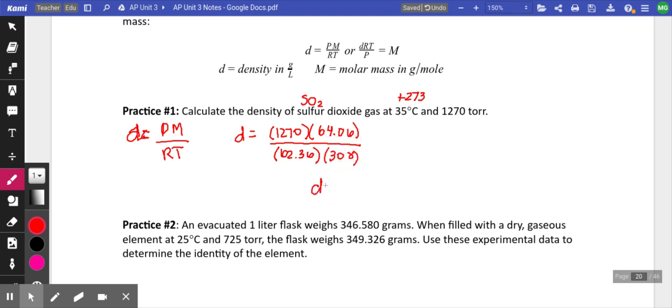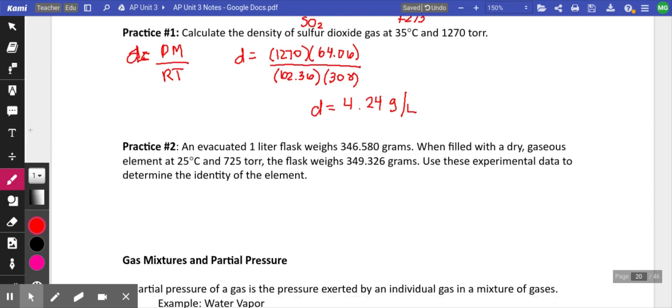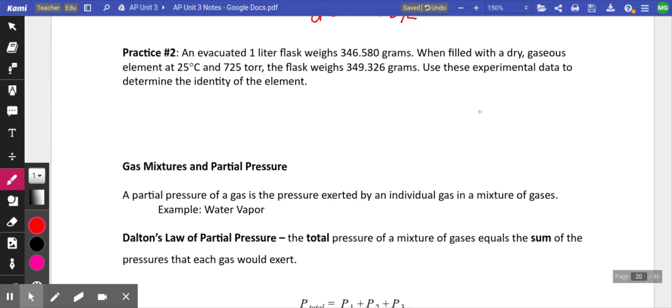So I plug all of this in, I solve for my density, and I answer with sig figs and a unit. My answer should be 4.24 grams per liter. Let's look at another question like this in practice number 2. It says that an evacuated 1 liter flask weighs 346.580 grams. When filled with a dry gaseous element at 25 degrees Celsius and 725 torr, the flask weighs 349.326 grams. Use these experimental data to determine the identity of the element.